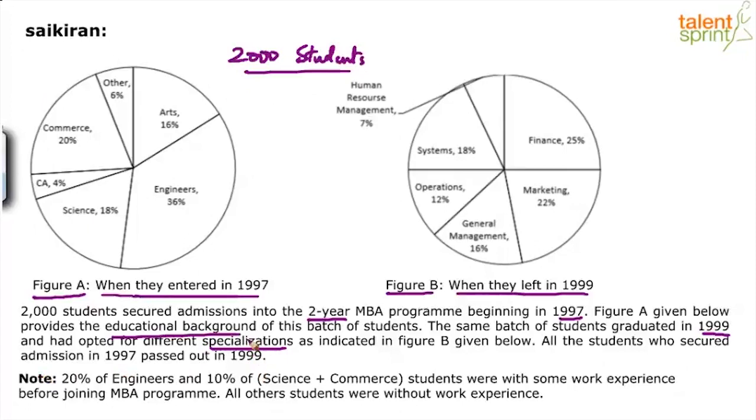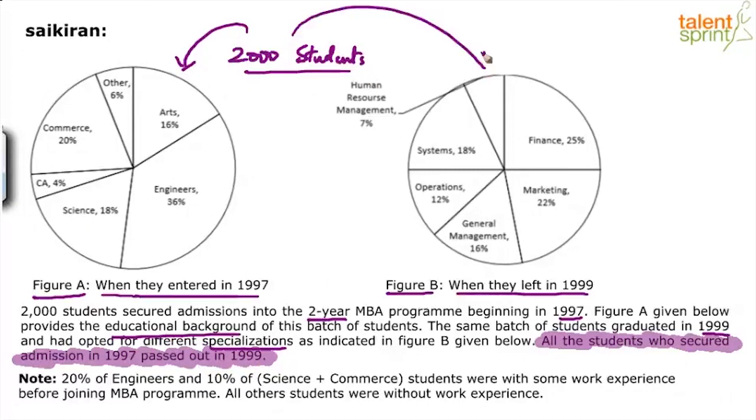Now this is important data, right? Do not just take it easily. This point given here makes a lot of difference. He says all the students who secured admission in 1997 passed out in 1999. What does it mean? 2000 is not just the value for the first pie chart, but also for the second pie chart, because all those who enrolled in 1997 have graduated in 1999. There was no failure as such, right? Because for any pie chart, you know that the total value should be known. So here the total value is 2000 for both of them.